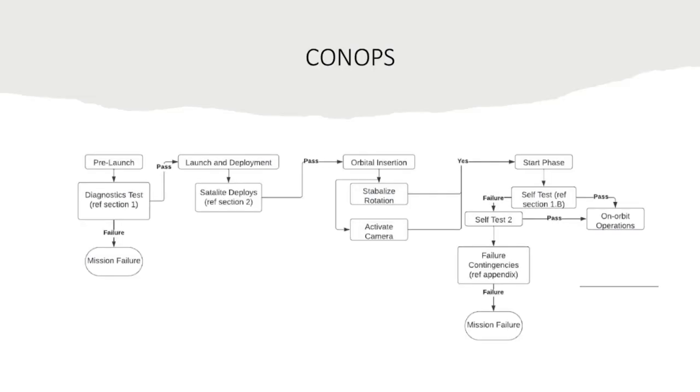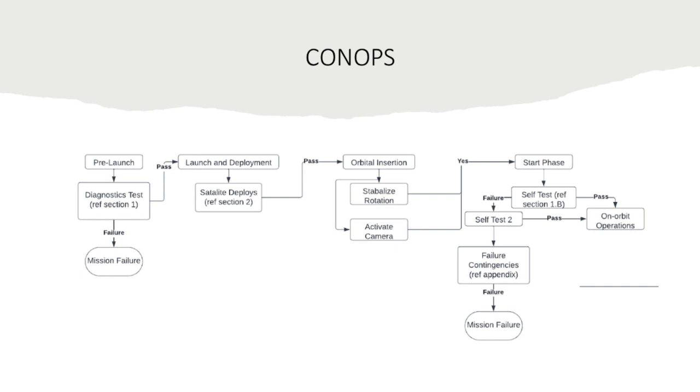Here's our concept of operations document. In our concept of operations, we have four different phases. The first one being the pre-launch phase, in which the satellite tests all its functions, including the structure of the satellite and other physical things that it cannot test in space by itself.